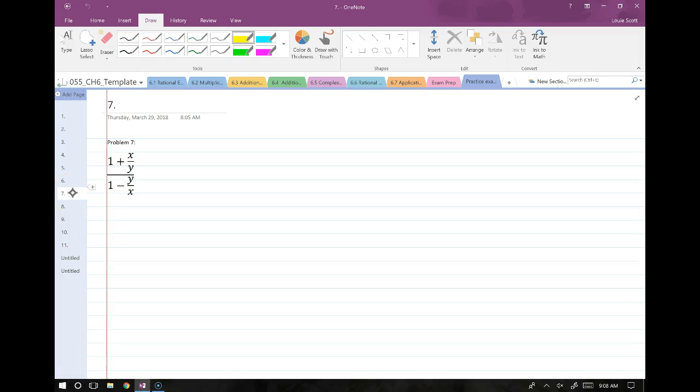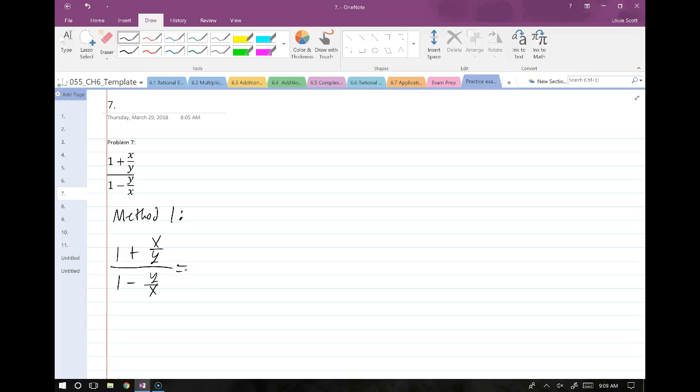All right, here is one of those complex rational expressions. So we're going to go over both methods on how to complete this, okay? So let's do method 1 first. Method 1 is the one where you treat the numerator and the denominator sort of separately and combine those fractions, and then you have a plain old rational expression which you can flip and multiply. So here's method 1. So I have 1 plus x over y over 1 minus y over x.